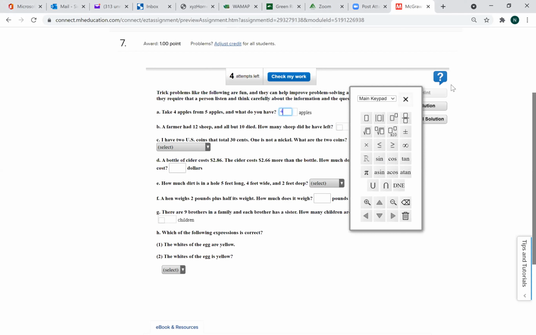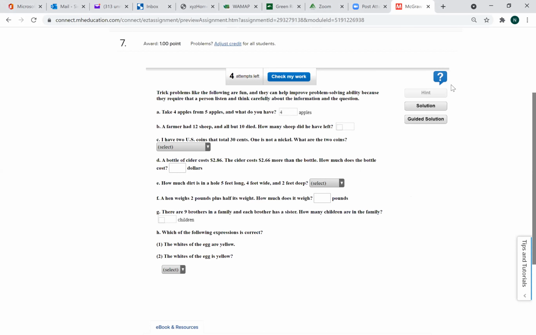And then a farmer had 12 sheep, and all but 10 died. How many sheep did he have left? So all but 10 died. He would have 10 left, is what I would think. Next: I have 2 US coins that total 30 cents. One is not a nickel. What are the 2 coins?